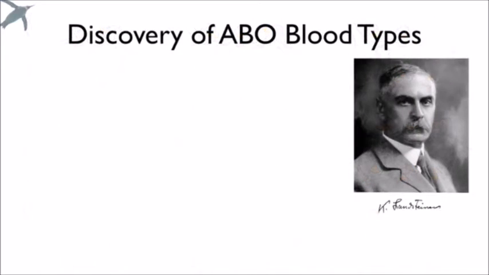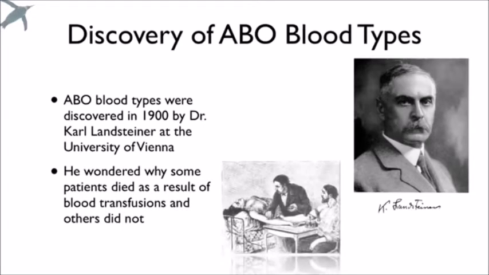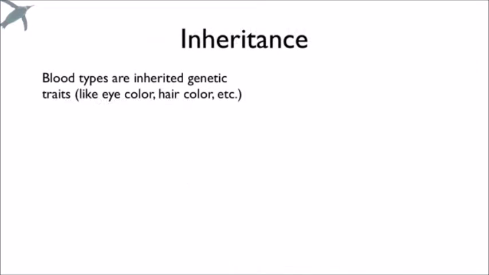Just a tiny bit of history. These blood groups were discovered around 1900 by Karl Landsteiner. He wondered why some people were saved as a result of blood transfusion, but some patients died. And that's, I think, a really good question. He received the Nobel Prize for this work in 1930.